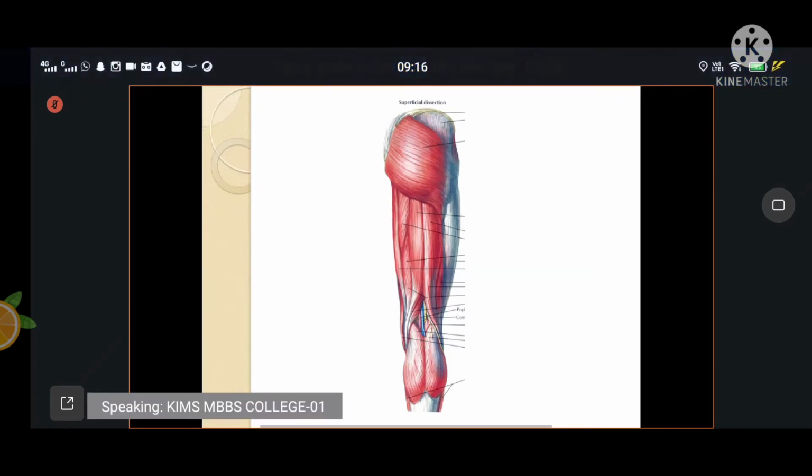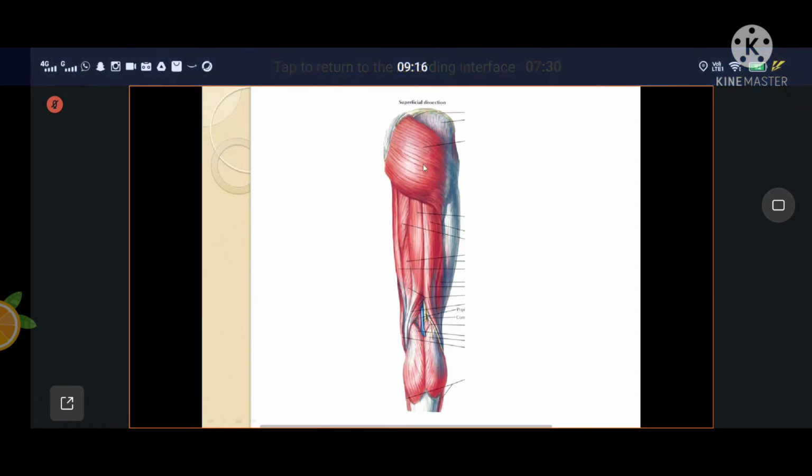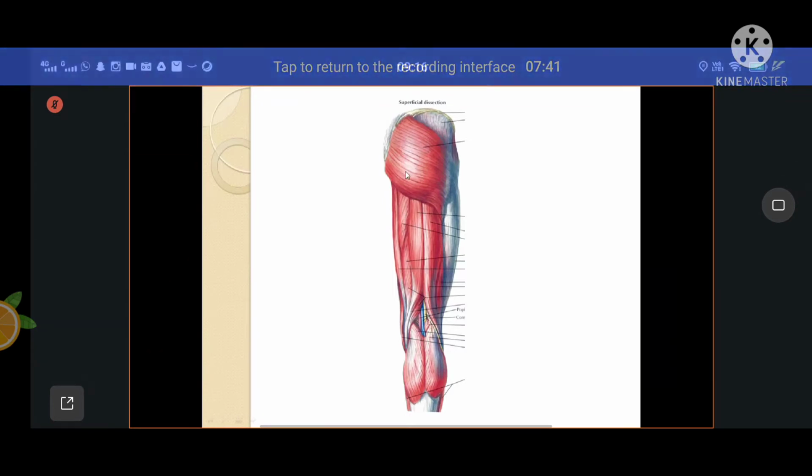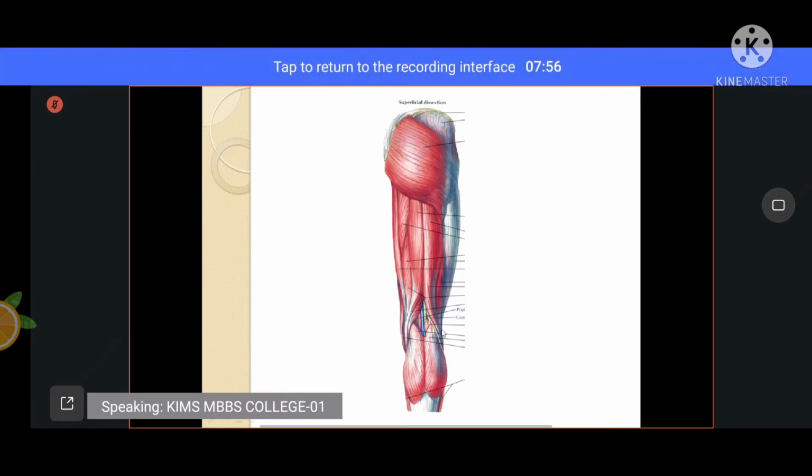Right? So what is the action of the gluteus maximus muscle? It is a chief extensor of the hip joint, and the upper fibers help in abduction of the hip joint. And next, it is also a lateral rotator of the hip joint. And I told you 75% of the fibers of the gluteus maximus are inserted into the iliotibial tract, and through this iliotibial tract, it helps in extension of the knee joint. So this is all about the gluteus maximus muscle.